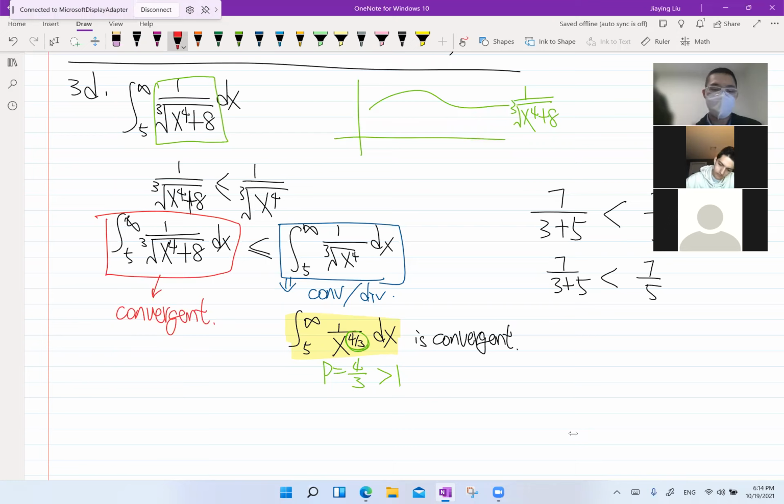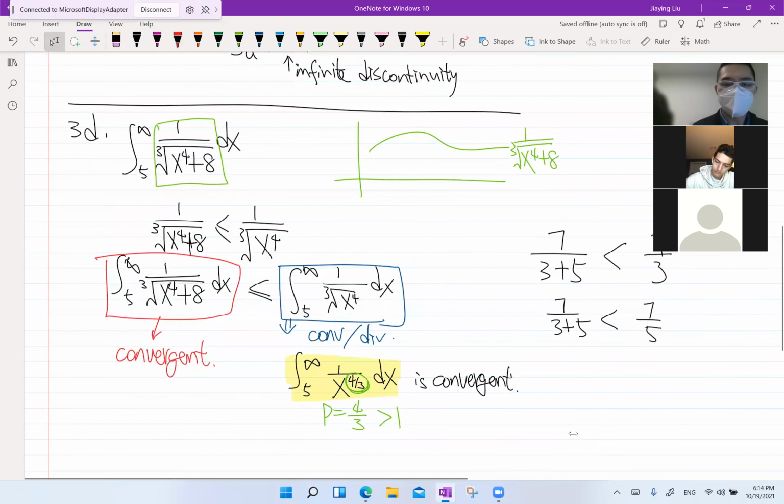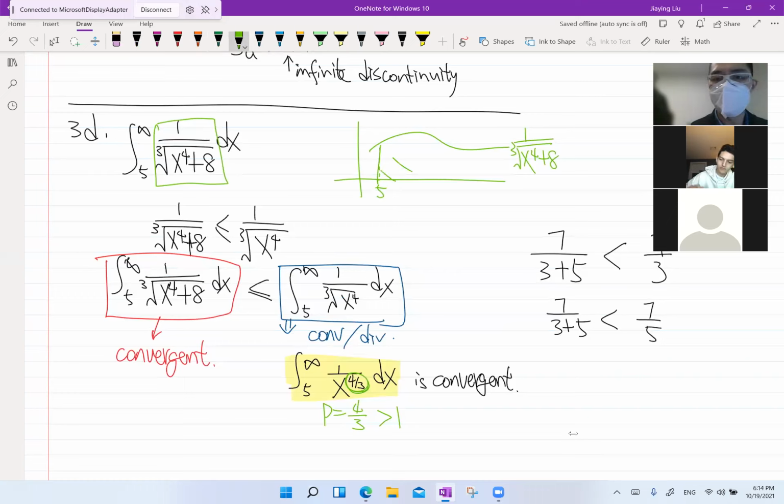So this is what I kind of mentioned in my recitation. You can look at this integral as area. We're interested in the area from 5 to infinity. So let's say this is 5. From 5 to infinity, we want to know this area. That's what the integral says. We can't calculate it directly.